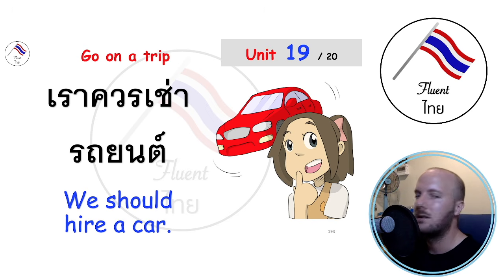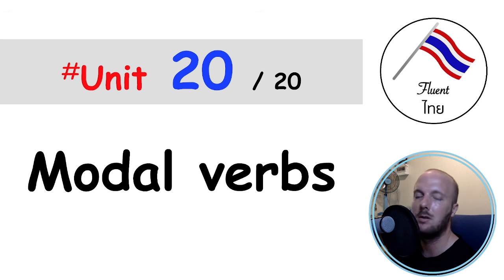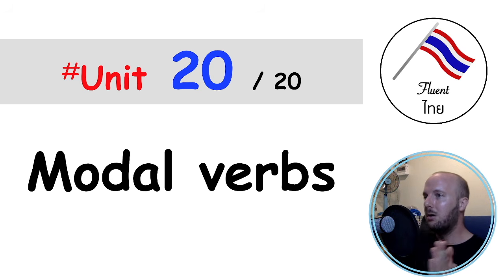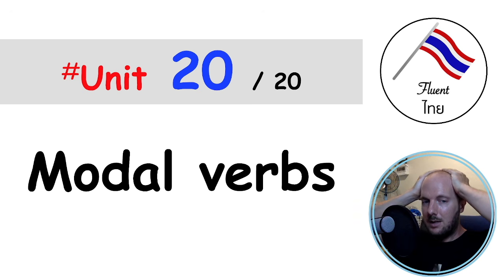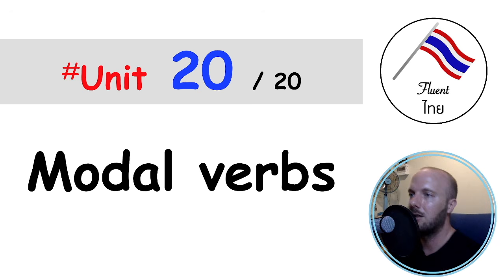This is another example. The context is obvious that you want to hire a car, so rarely would you specify it's a รถยนต์. You wouldn't really say the ยนต์, you just say เราควรเช่ารถ. And that word รถ obviously means a car, unless you knew by the context that you're meaning a van, รถตู้, or a motorcycle, รถมอเตอร์ไซค์. It's obvious by the context. Alright, unit 20, the final unit of this recording session: modal verbs. It's just coming over an hour.